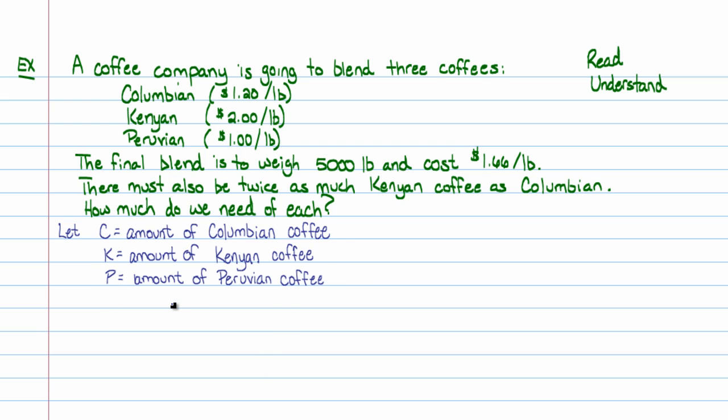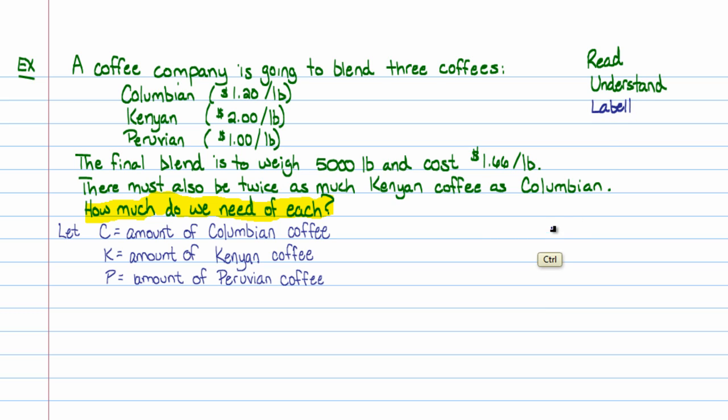The reason why I chose these variables, or actually why I'm looking for these amounts, is because of this last sentence, this question here: how much do we need of each? That's an indication to me of what we're looking for, really. How much of each coffee are we going to blend? So those will be what I'm going to use for my variables. Now, the next part is actually the hardest part, and let me go ahead and indicate on here that I've now labeled the unknowns.